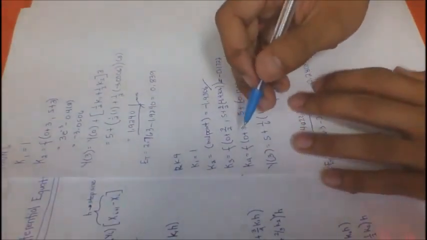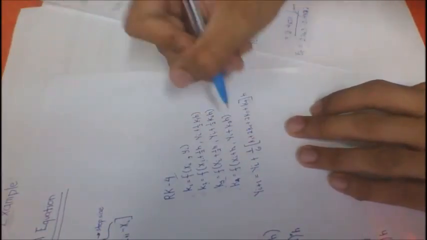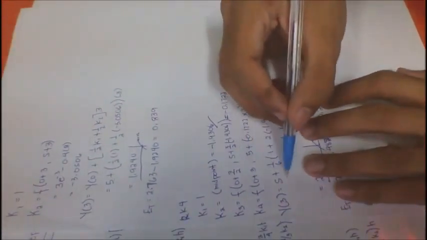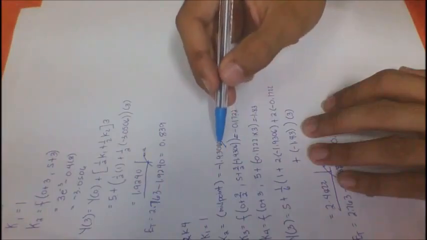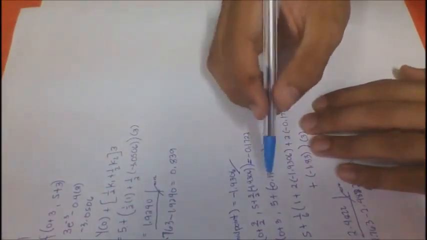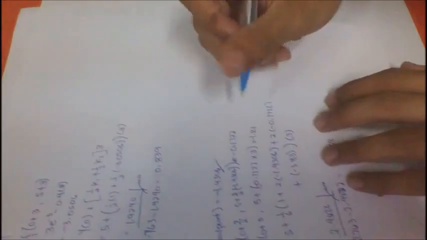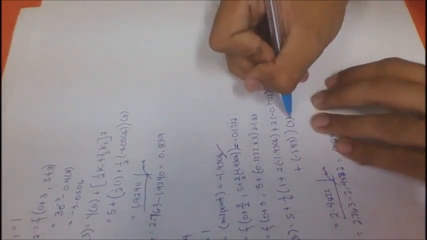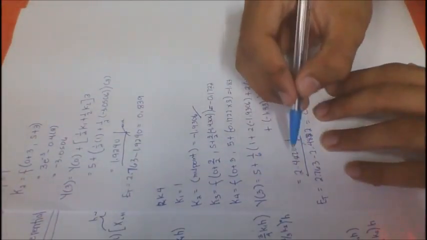Now for our y at 3, the equation is the initial value of y plus 1/6 of the quantity K1 plus 2K2 plus 2K3 plus K4 multiplied by the step size. So you will have 5 plus 1/6 of K1, which is 1, then 2 times K2, which is negative 1.9306, plus 2 times K3, which is negative 0.1722, plus our K4, which is negative 1.83. Then multiply that quantity by our step size, which is 3. The answer for that will be 2.4822.